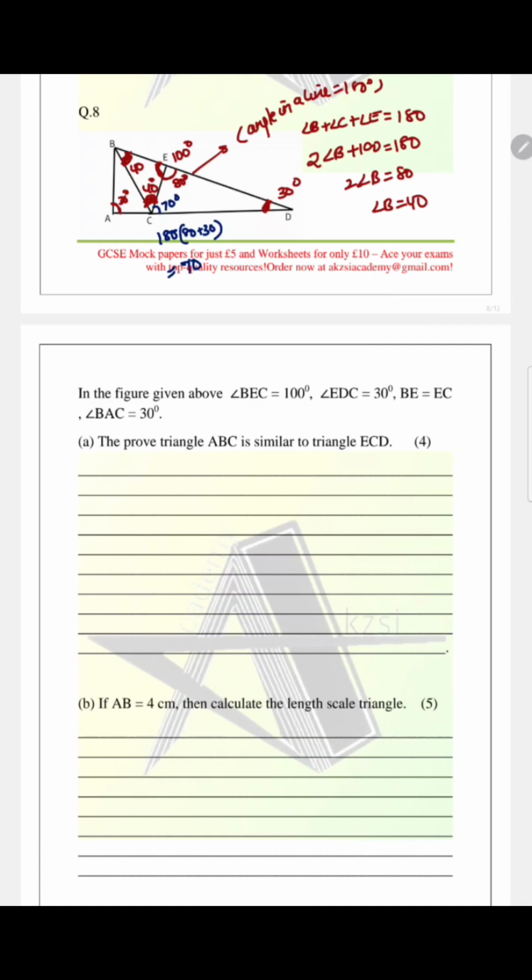Again, I'll be applying the angle sum, that means this one. Angle in a straight line is 180. If this is 70 and this is 40, then this is what? 70 plus 40, which is 110, and this remaining one is 180 minus 110, which is 70 degrees.